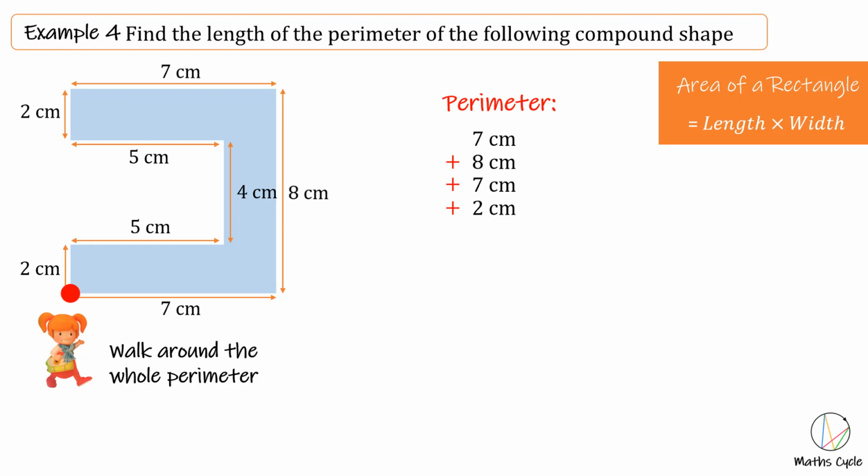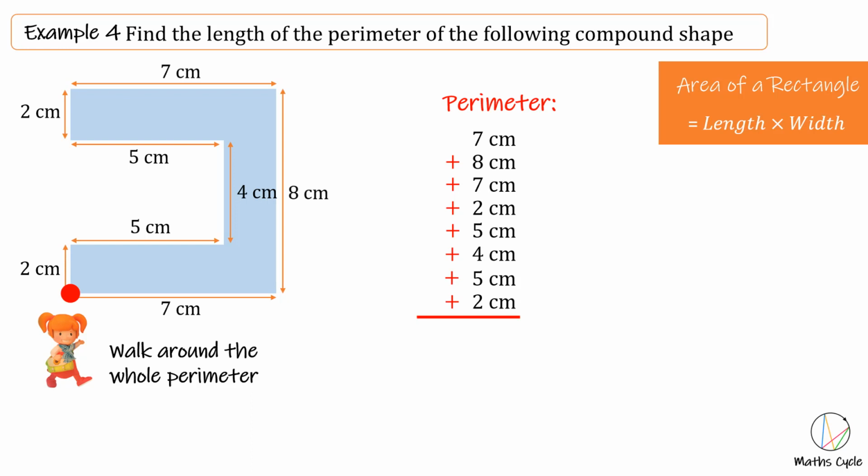Then we're going to walk again right along the 5 centimeters. So add the 5 centimeters on. Then we're going to walk down along the 4 centimeters. So add the 4 centimeters on. Then we're going to go back along the 5 centimeters, add those 5 centimeters on, and then we're going to come back down on the 2 centimeters back to where we started. So add those 2 centimeters on.